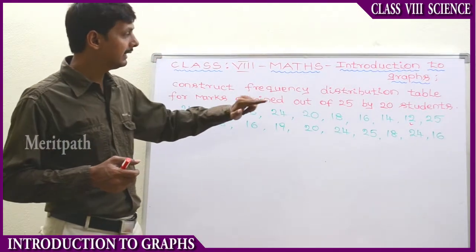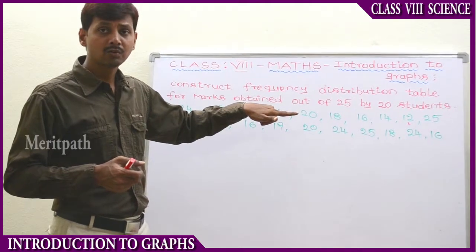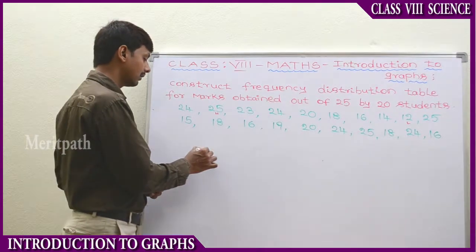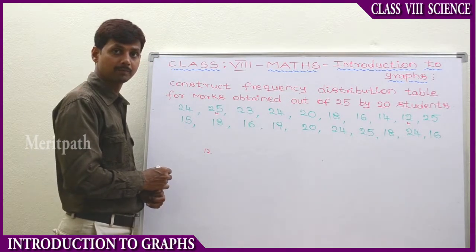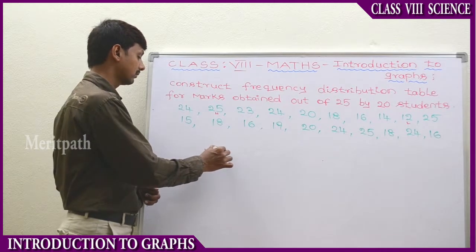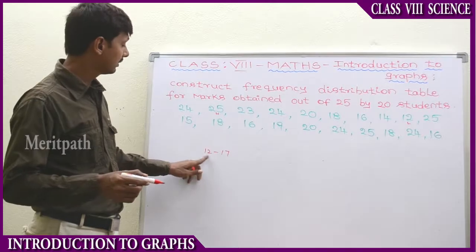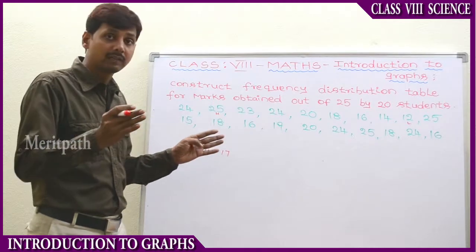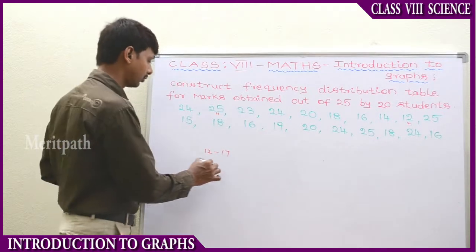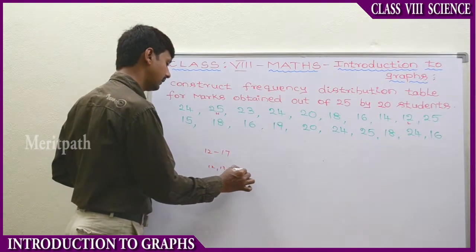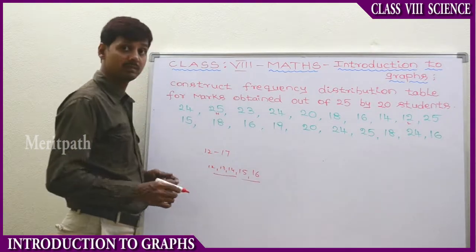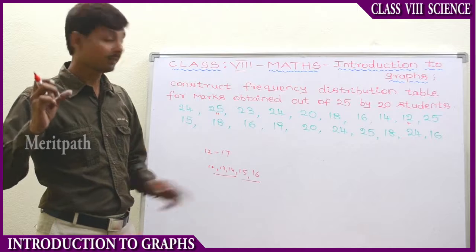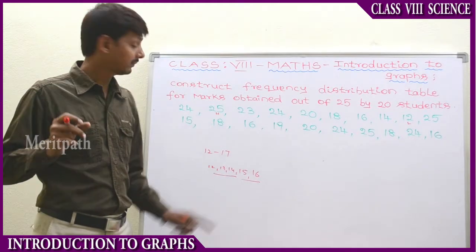So let's see. The least mark is 12, so start with 12. We start with 12 and take the class interval 5. We write 17 because 12 plus 5 is 17. Five marks: 12, 13, 14, 15, 16. How many students got these marks, we will write beside it. That we call frequency.